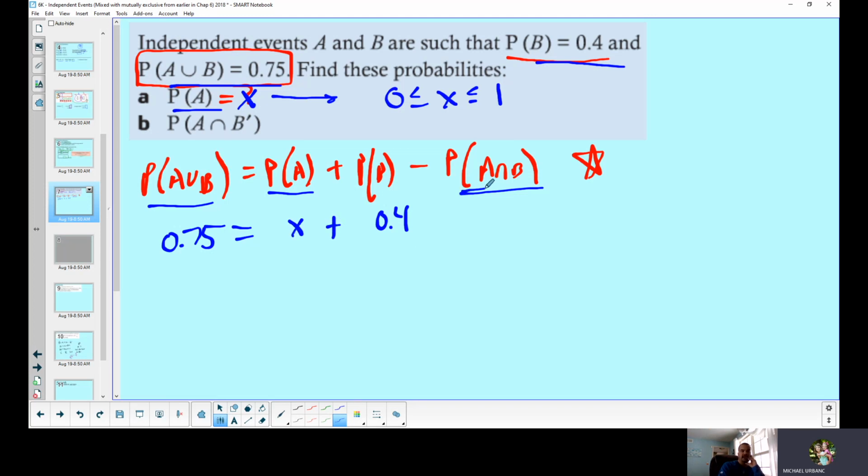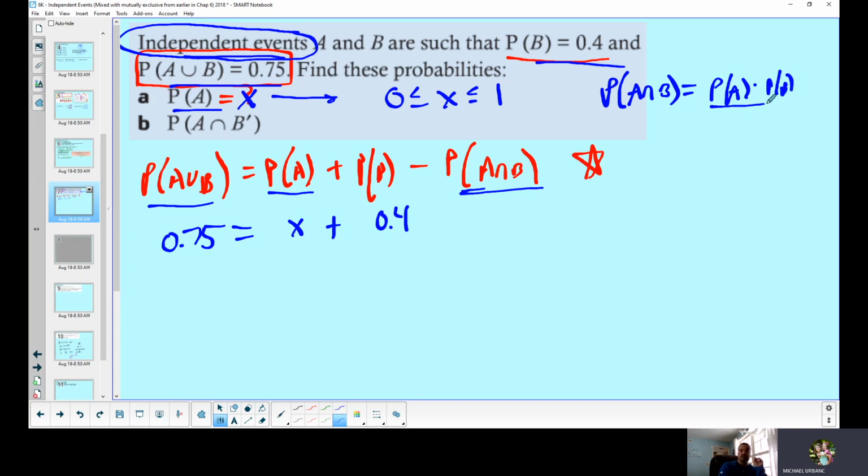But now we have something that we haven't used, which is the fact that A and B are independent events. That means that the probability of A intersecting B is equal to the probability of A times the probability of B. This is good for us. Again, this only works with independent events. I don't know the probability of A, but I did say that that was X. And I do know the probability of B, which is 0.4.